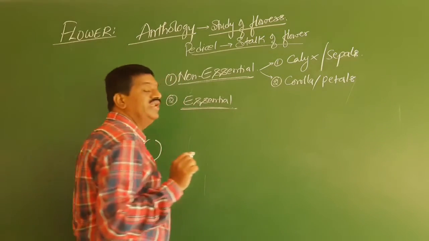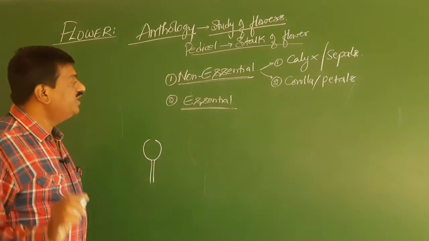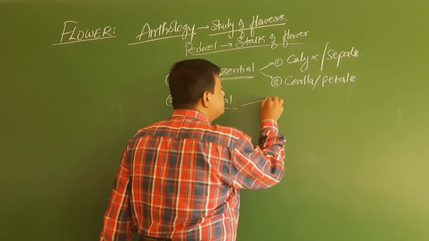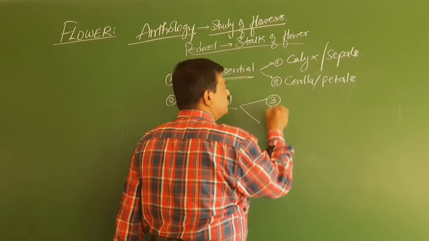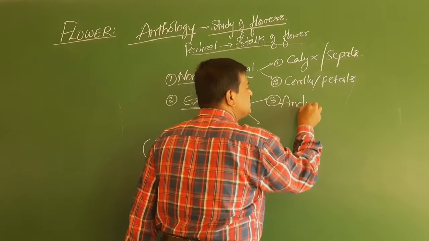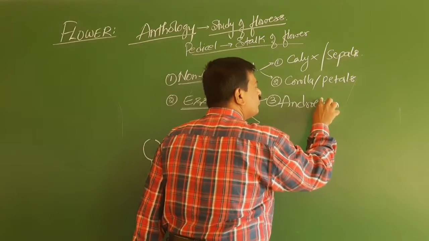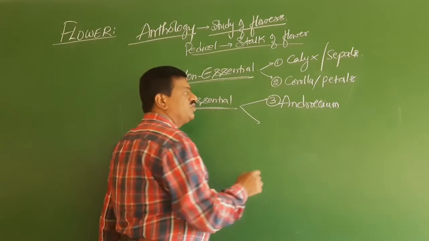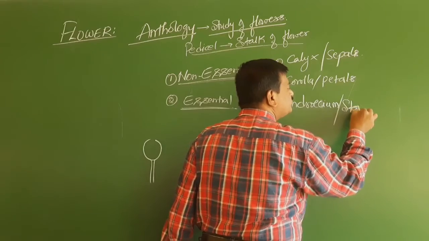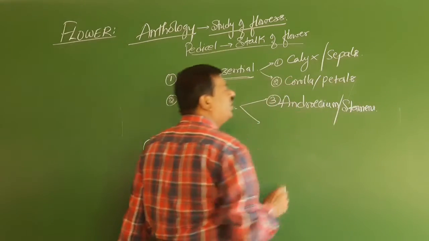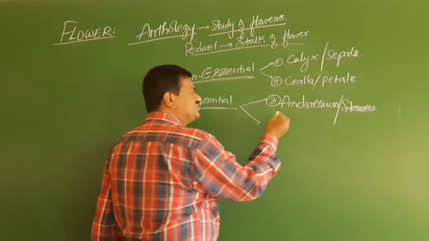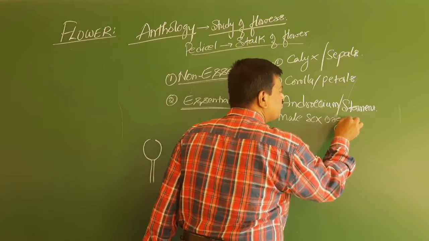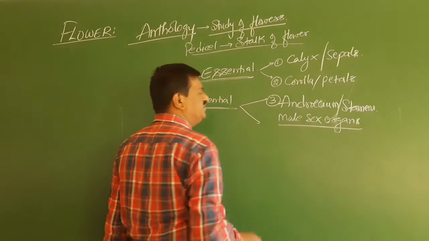So we go for the next one, the essential part. The essential part helps in reproduction. In a flower, there are again two whorls. One is called androecium. In the androecium there is a presence of stamens, the male sex organs. This is called the male sex organs, or androecium.